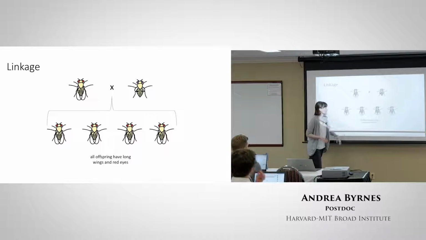And if all the offspring have red eyes and long wings, I might determine that red eyes are dominant over white eyes, and the long wings are dominant over the short wings. Was there a question? No? Okay.